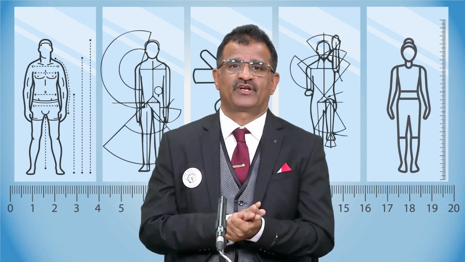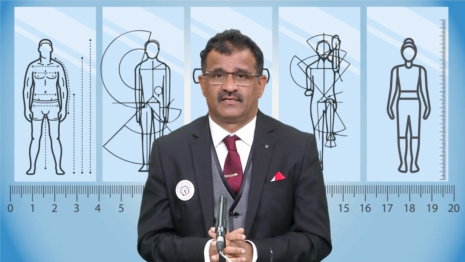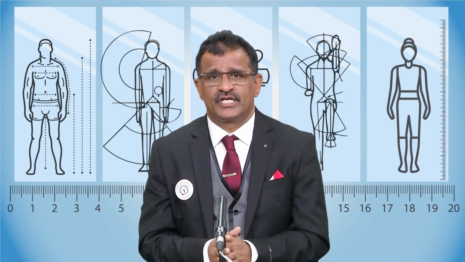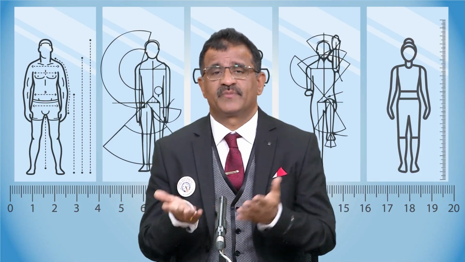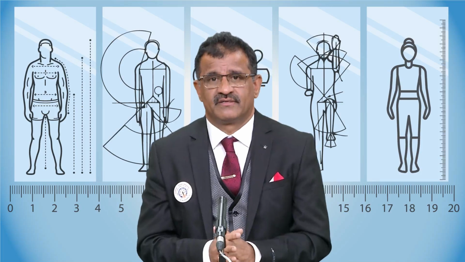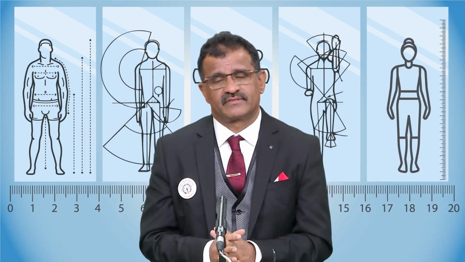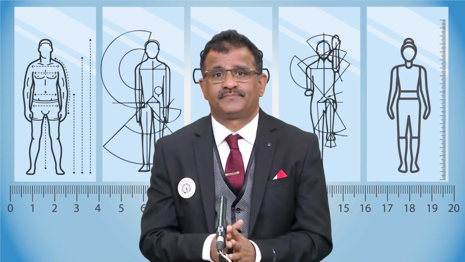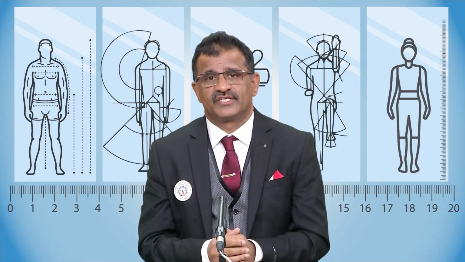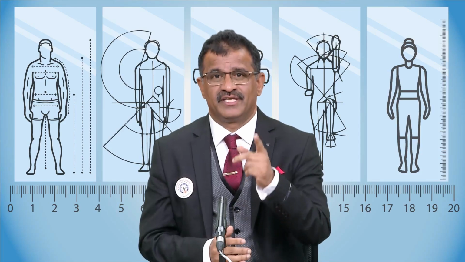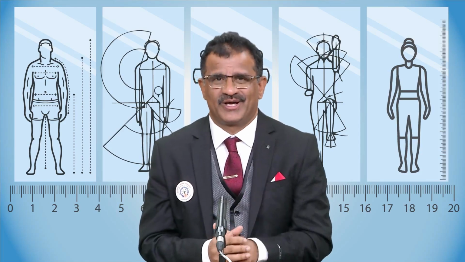But anthropometry was actually designed by his son Alphonse Bertillon in the year 1890, but it lasted for only 20 years because later on it was replaced by fingerprint identification, which is a latest innovation in medical legal science. You can see the image of Louis Bertillon here. He is a father of anthropometry. Remember, he is a father of Alphonse Bertillon also.